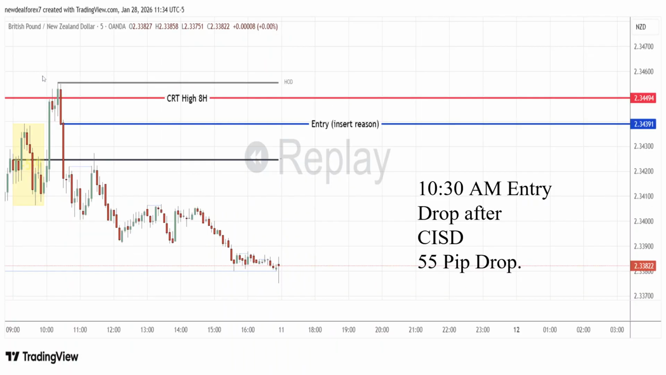So as soon as you get that change of state of delivery on the 5-minute chart, that was right here where this blue line is, your best entry. And you just hop on in. This was good for a 55 pip drop. That did happen at 10:30 a.m. Okay. Price rocketed up, created a new high of day, and then it came right back down. All right. Okay. Now, obviously, we still trade the candle range theory as well.